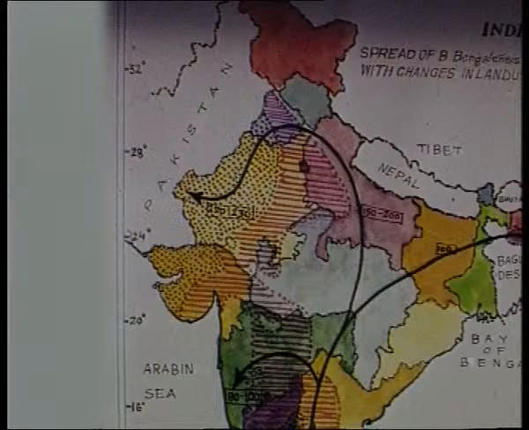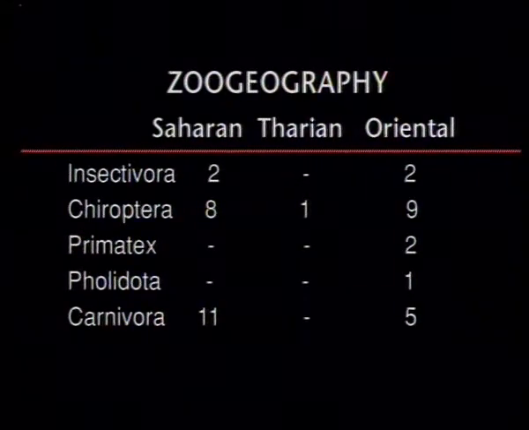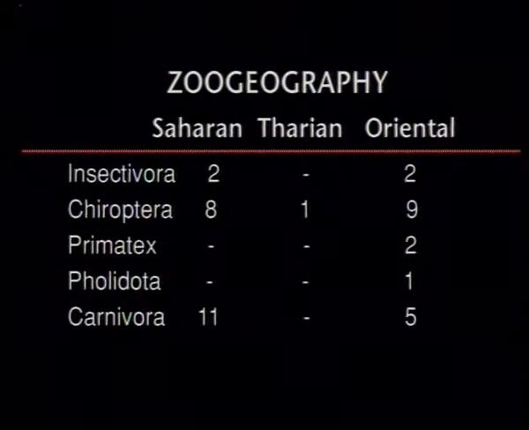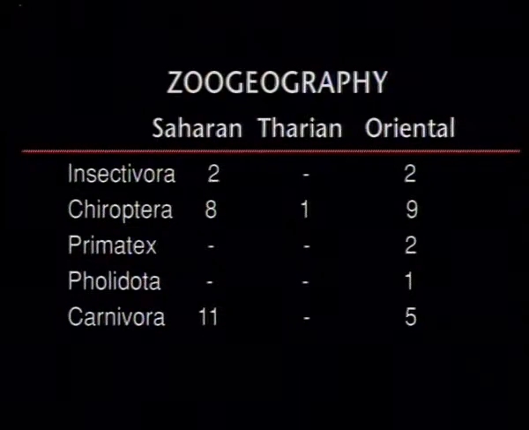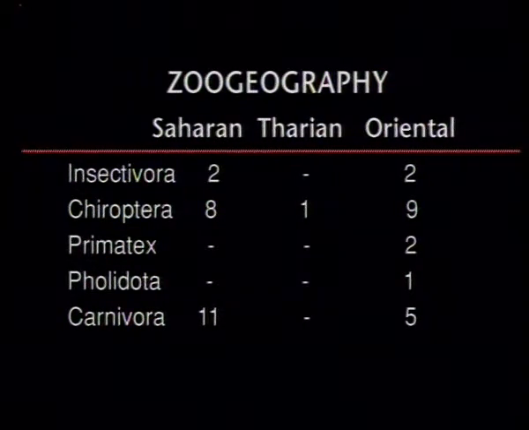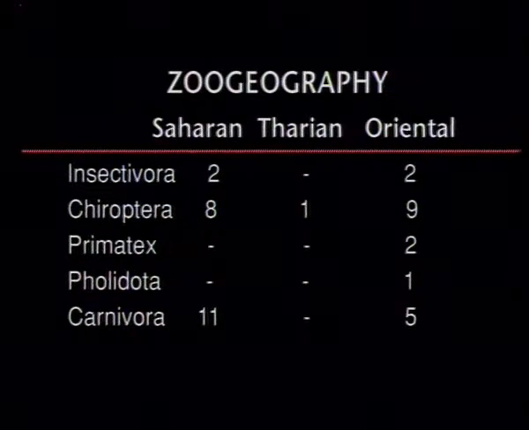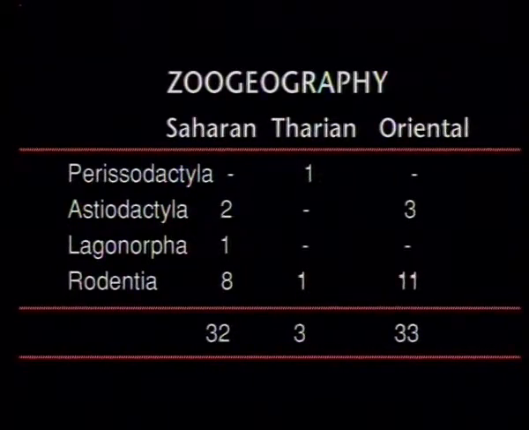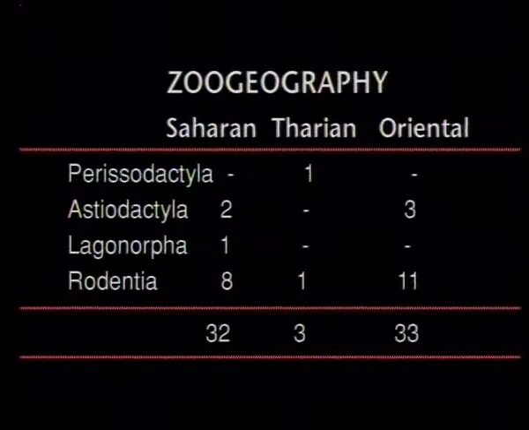Because of the geographical location of the Thar Desert, there is an admixture of various elements: the Saharan element, the Tharian element, as well as the Oriental or the Indian element. We find that the Saharan as well as the Oriental mammals are almost equal, about 32 species and about 33 species, and 3 species have evolved in this desert, which means that this desert is not a new or young desert, but is fairly old.